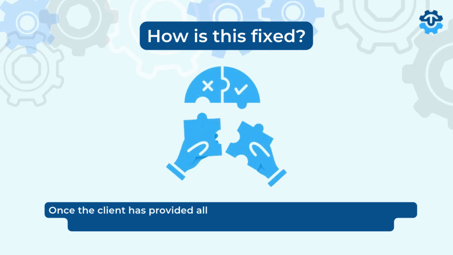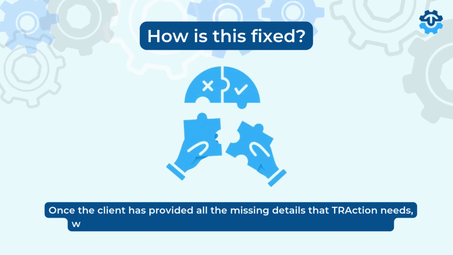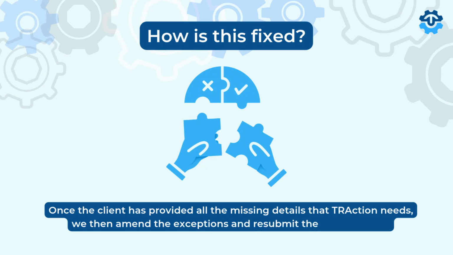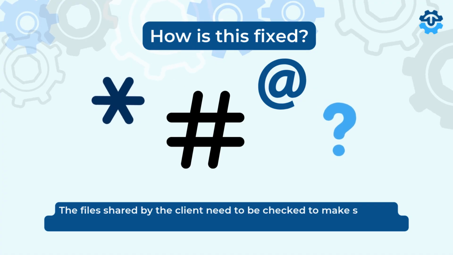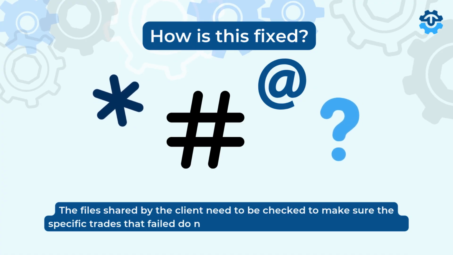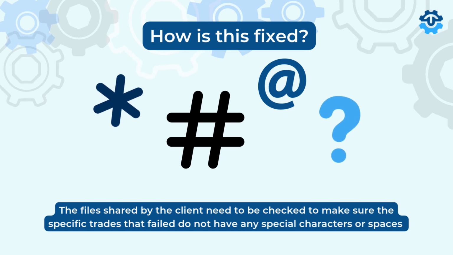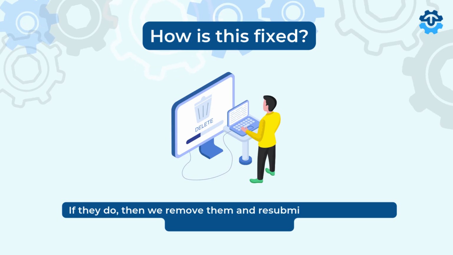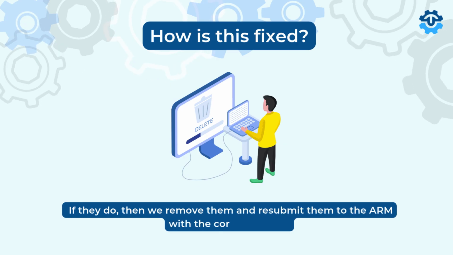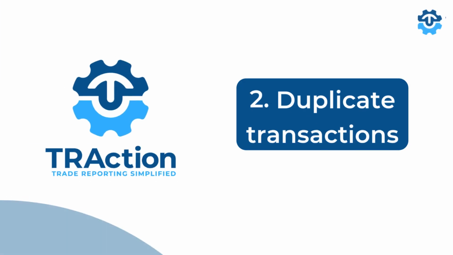Once the client has provided all the missing details that Traction needs, we then amend the exceptions and resubmit them to the ARM. The files shared by the client need to be checked to make sure the specific trades that failed do not have any special characters or spaces. If they do, then we remove them and resubmit them to the ARM with the corrected data.